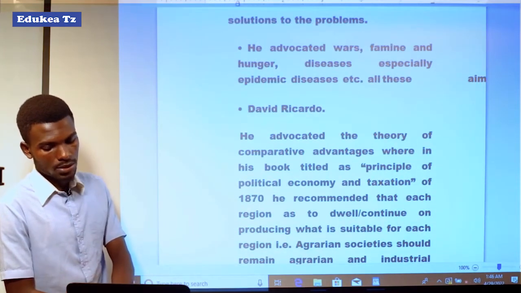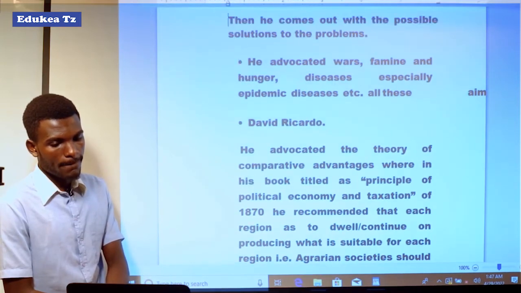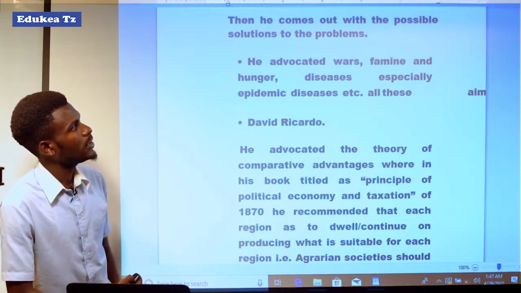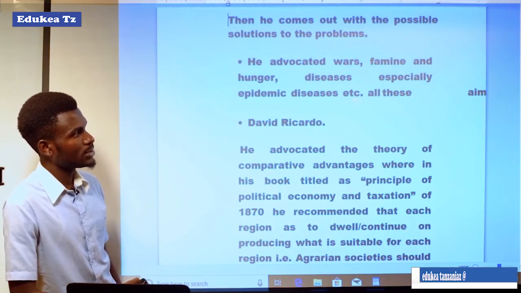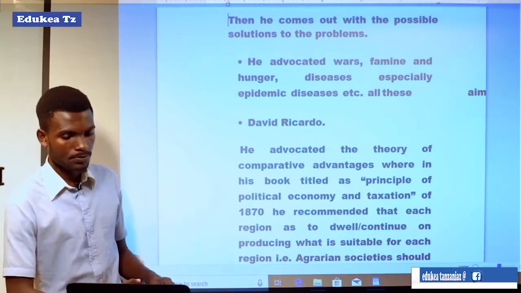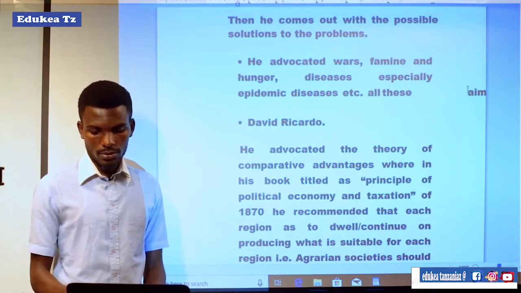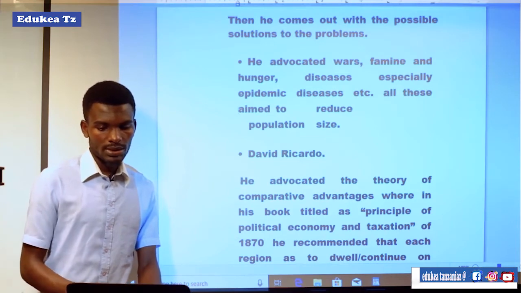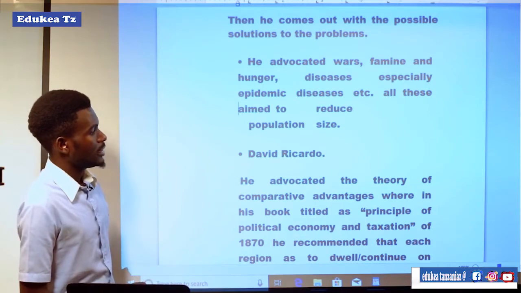Then he comes out with the possible solution to the problem. He advocated wars, famine and hunger, diseases, especially epidemic diseases, etc. All these aimed at reducing population size.